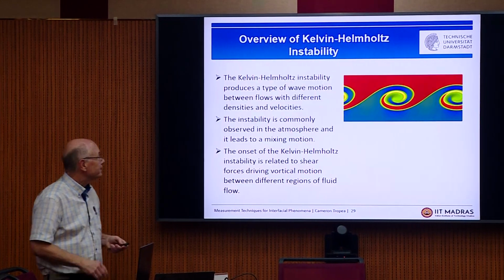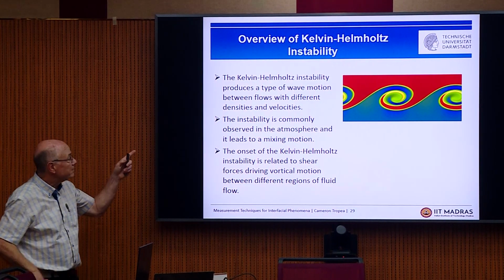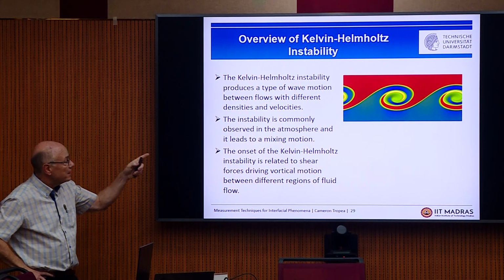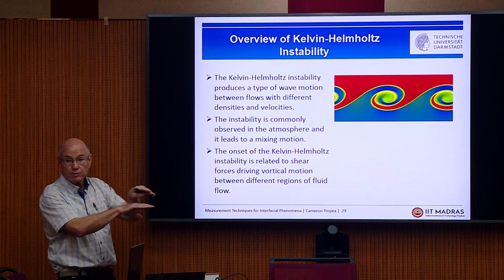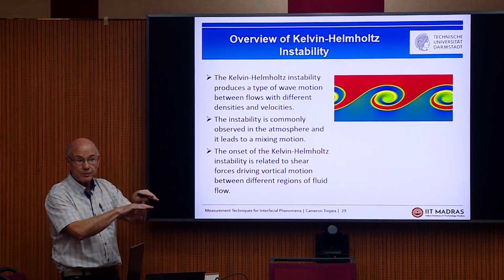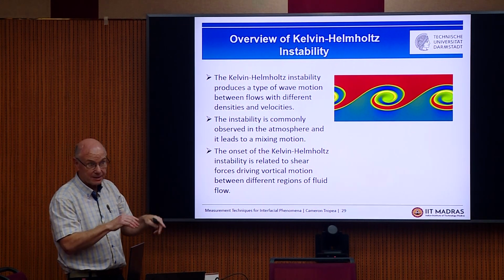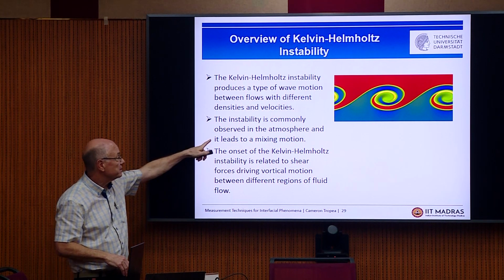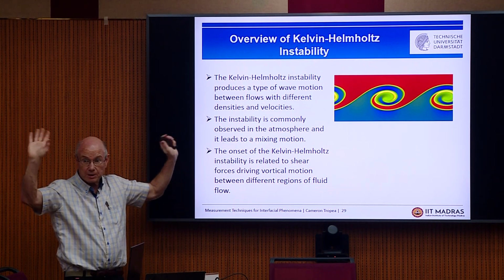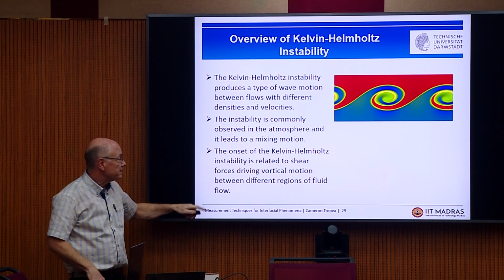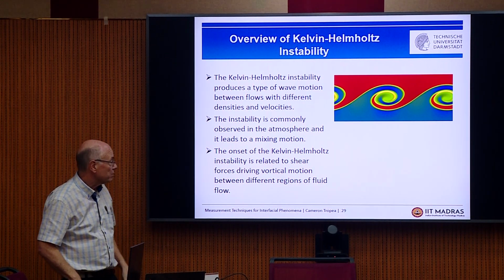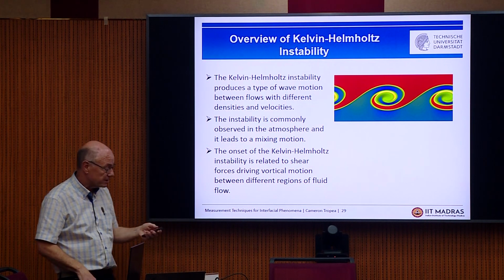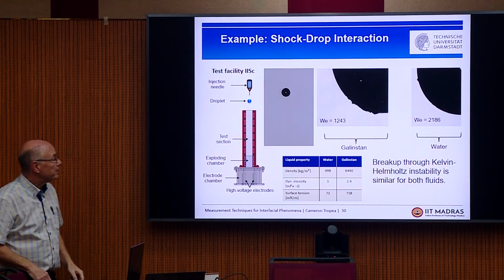And so the Kelvin-Helmholtz instability produces this kind of wave motion when we have two fluids of different density, or two fluids with different velocity, in fact. And this instability you often see in the atmosphere, but a lot of other places. And the onset is related to the shear forces driving vortical motion between these two fluids. And I have an example.